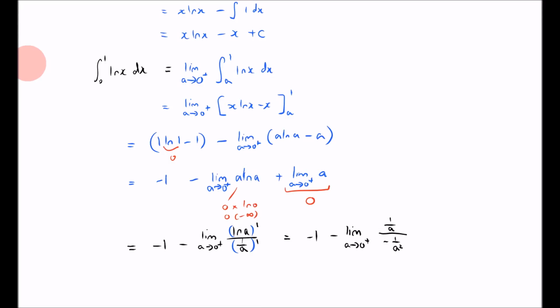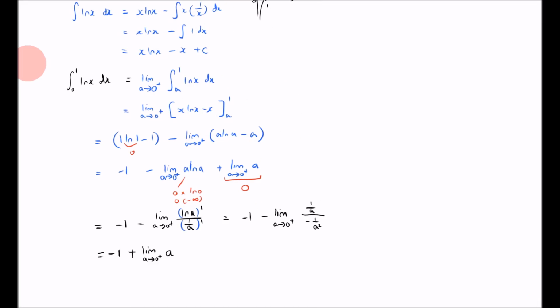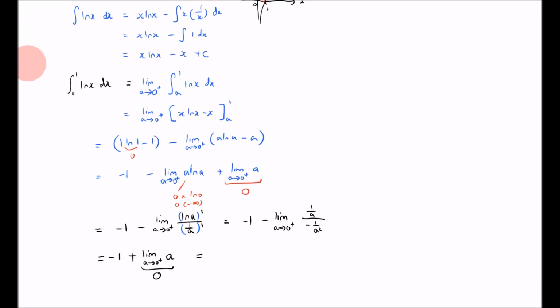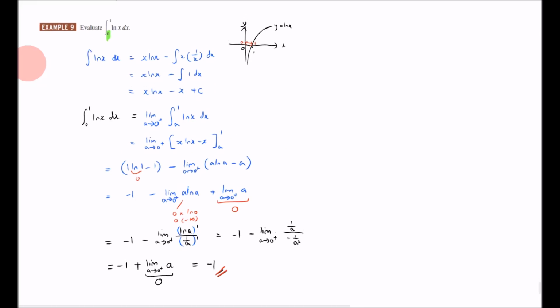So we simplify, so we get minus 1 minus limit. Now minus minus will give you plus, right? As a approaches 0 plus of a. So obviously this is 0. So as a result, the answer is minus 1. Okay, so we have finished our improper integration.